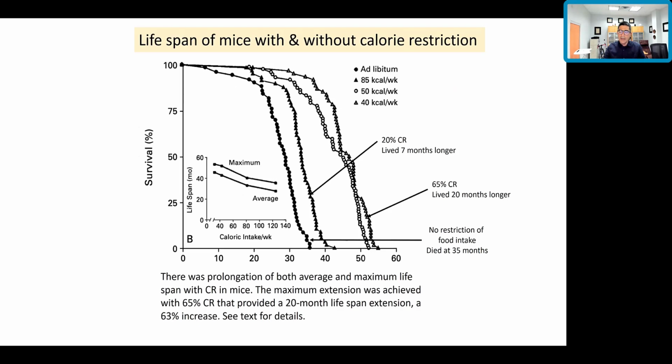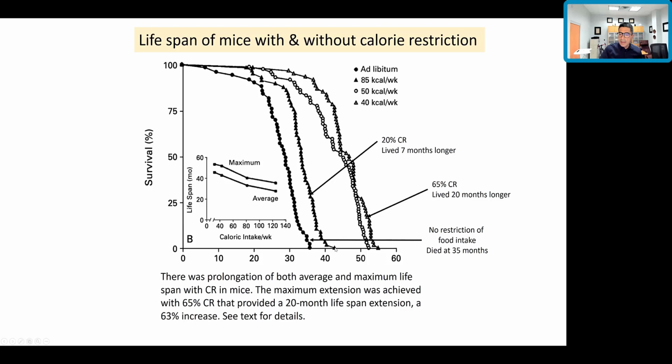But how long did each of this group live when calories were restricted? So what has shown that when you restrict calories in mice, not only do you increase their average lifespan, but you increase their maximum lifespan. Let's show that a little bit more clearly. So these are the group of mice that were fed ad libitum, however much they wanted. They all died at 35 months.